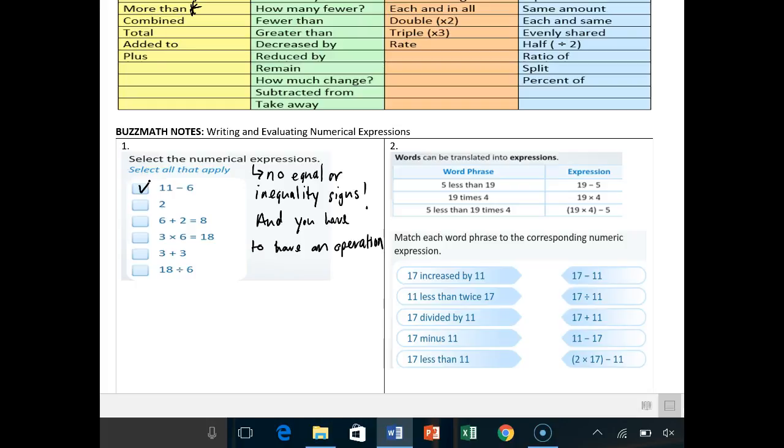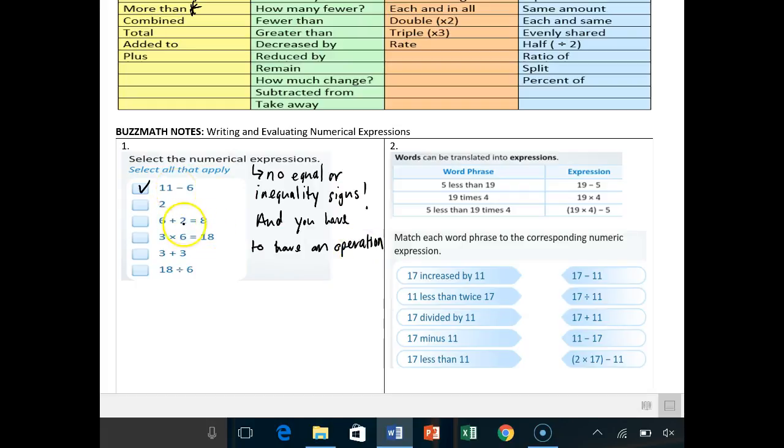We're just saying, hey, we have some scenario. 11 people were in the room and 6 left. That's it. I didn't ask you how many people are left in the room. That was just our scenario. 2 is not a numerical expression because it does not have an operation. It has to have both: no equal sign or inequality sign, but also an operation. That's just a number, 2.